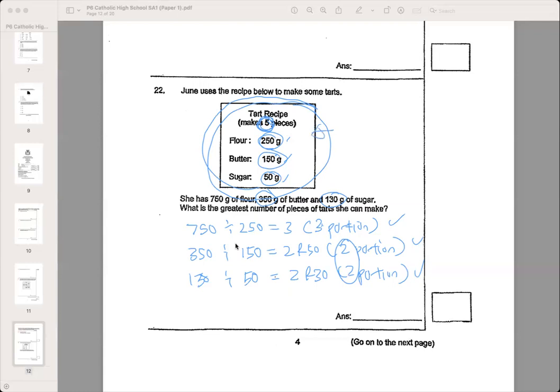All right. So in each portion, she can make 5 pieces of tarts. So 2 portions, she can make 10 pieces of tarts. So that's the answer. Let's continue with question 23.